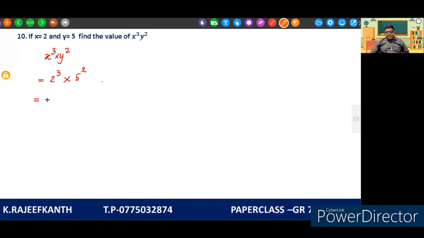Right? So we have to write 3 times. Here 2 into 2 into 2. That is 2 to the power 3. Then 2 into 2, 4. 4 into 2, 8. Then 2 to the power 3 is equal to 8 times 5 to the power 2. Then 5 into 5 is equal to 25. Then we have to multiply 8 by 25. Then 200 is the answer for that question number 10.